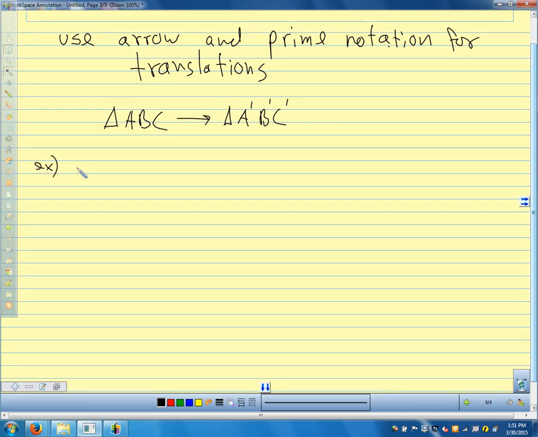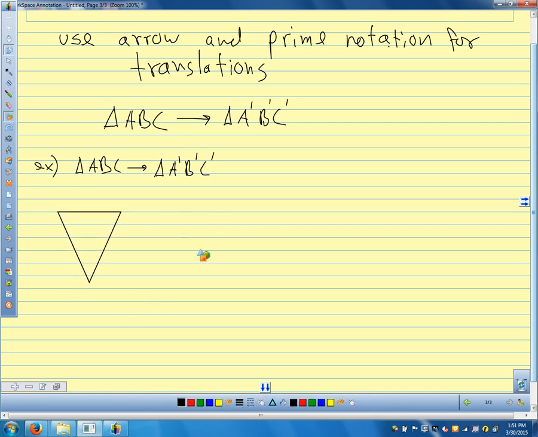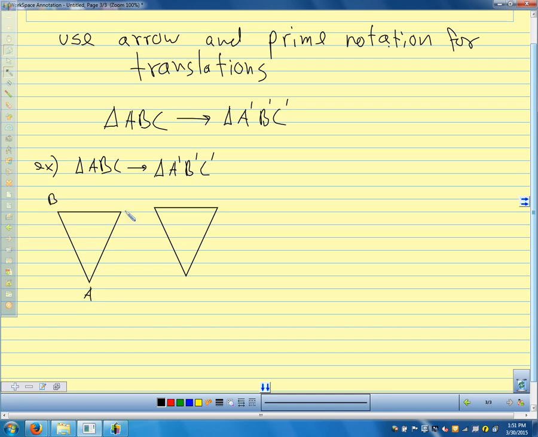So if we were looking at a picture, say I have this triangle ABC, transforms to triangle A prime, B prime, C prime. So here's my picture, here are my triangles. So we would say that triangle ABC is the pre-image. Triangle A prime, B prime, C prime is the image.